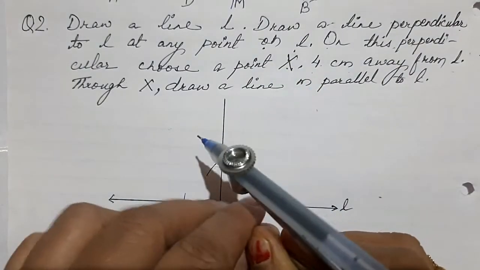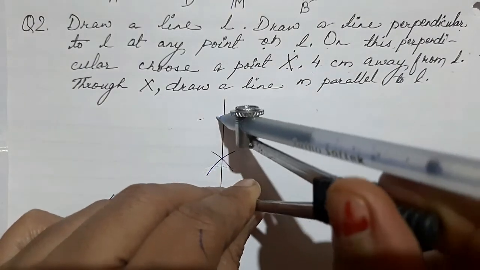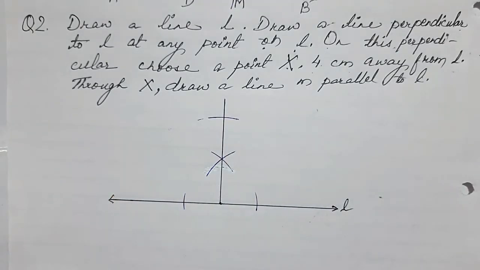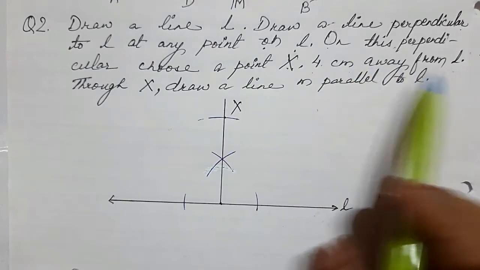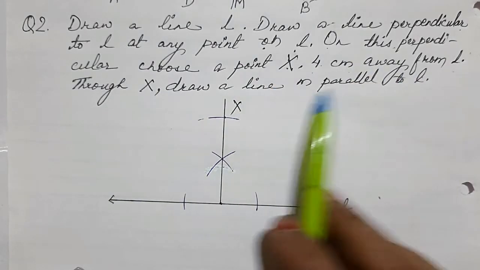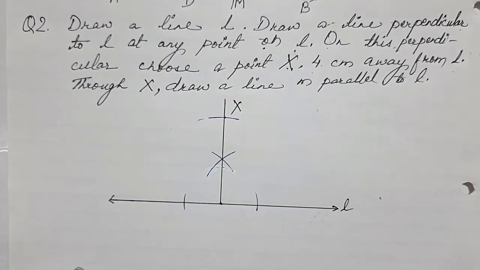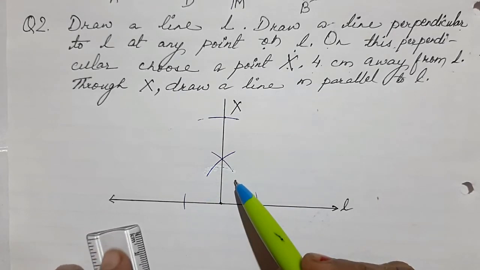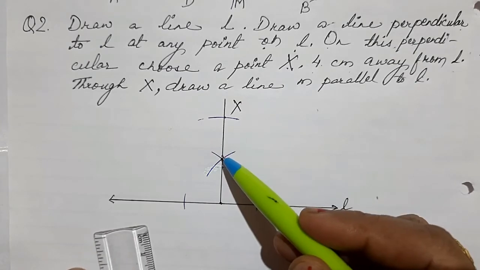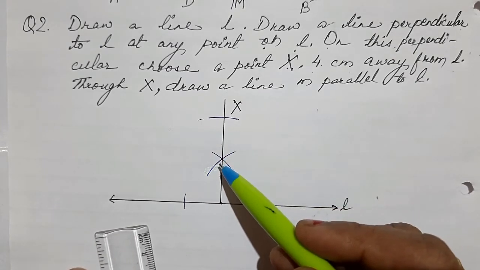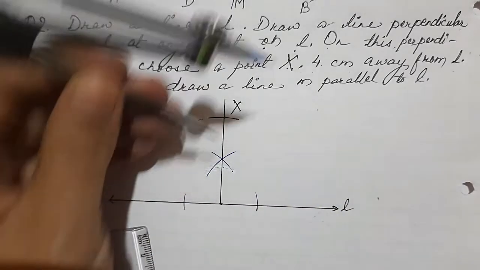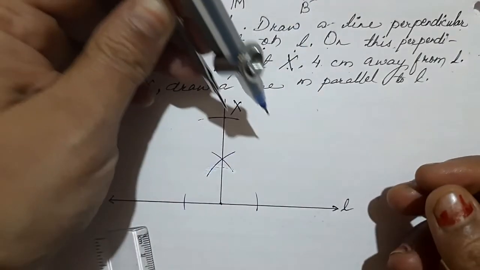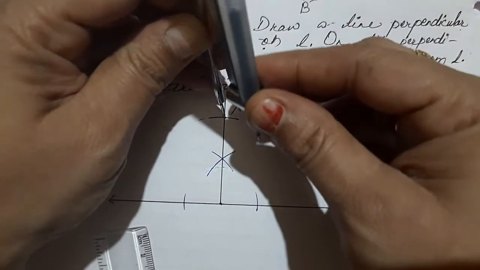From the starting point, take an arc of 4 centimeter. So this is my 4 centimeter away point X. Through X, draw a line M parallel to L. So we know this angle is 90 degree. If I make another 90 degree, it will be alternate interior angles that we discussed in question number 1. So let me make another angle 90 degree from point X.